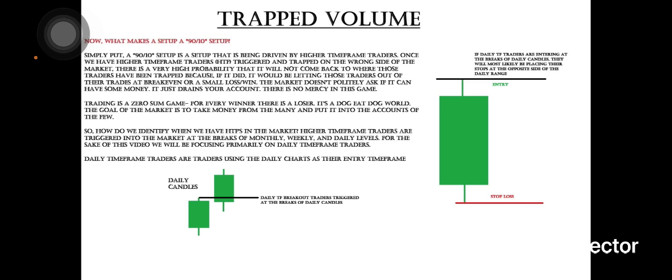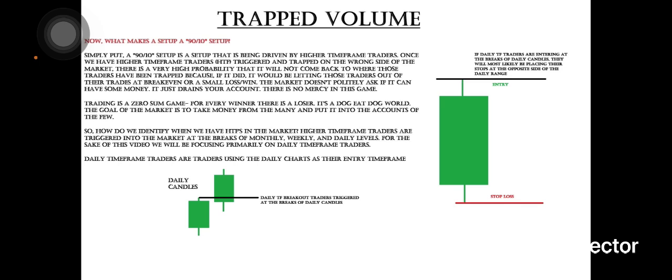Now, the market doesn't politely ask if it can have some of your money. It just drains your account. There's no mercy in this game. Trading is a zero-sum game. For every winner, there's a loser. It's a dog-eat-dog world out there, and the goal of the market is to take money from the many and put it into the accounts of the few. And the few, that's what we're calling smart money.